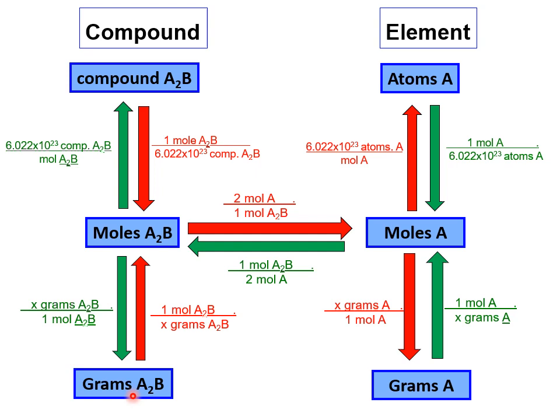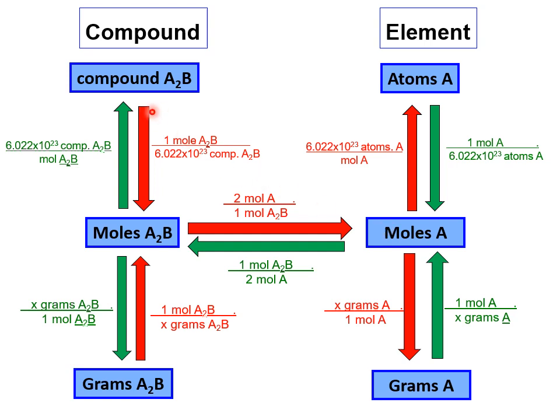And then what we just learned is that we can also go from moles of the compound to moles of the constituent element in just one step using the actual chemical formula as a conversion factor, right? There's 2 A's for every 1 A2B. So if I connect all this, you can see that I can go from compounds to elements by using the mole-to-mole conversion here as a bridge to connect the two.